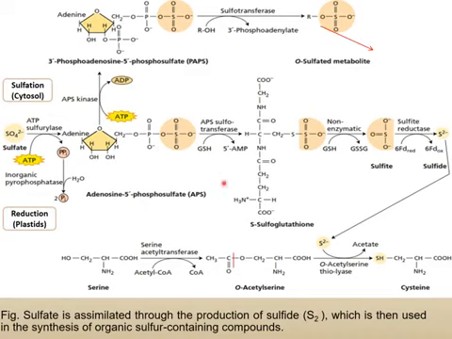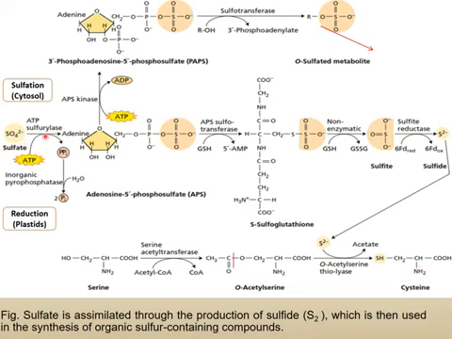The slide is presenting structure and pathways of compounds involved in sulfur assimilation. First of all, the sulfate is assimilated into sulfide through a series of reactions, which is then utilized for the formation of cysteine, which in turn is utilized for the formation of sulfur-containing compounds.